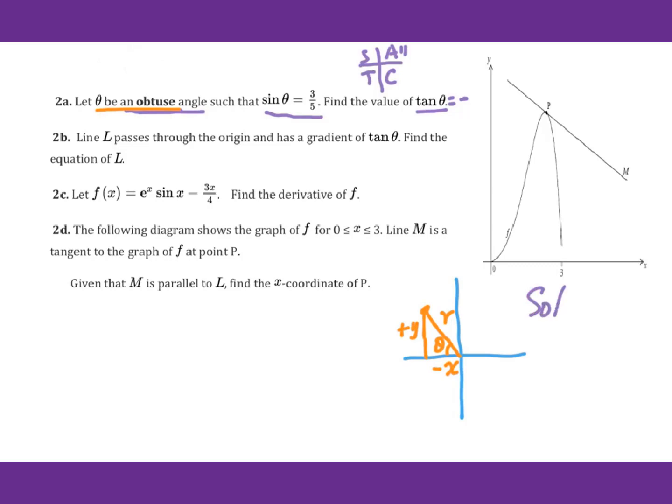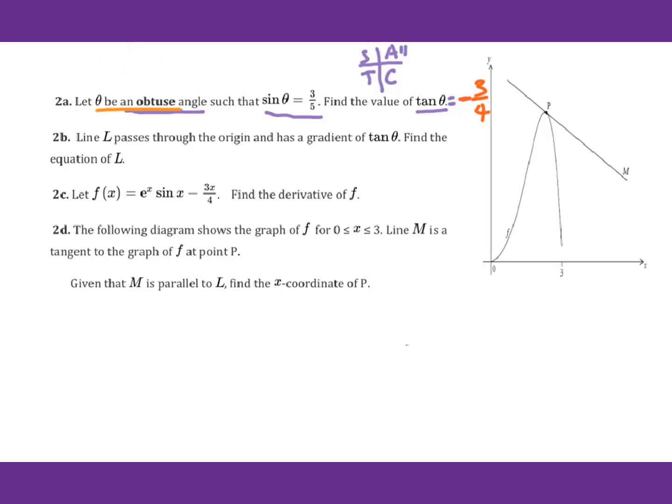Using SOHCAHTOA, sine is opposite over hypotenuse. That means this is a 3, this is a 5. Using the Pythagorean theorem, you will get x equals 4, that is a negative 4. Therefore, tangent theta equals opposite over adjacent, that means 3 over negative 4, which equals negative 3 over 4. So we get negative 3 over 4. Let's go to 2b.